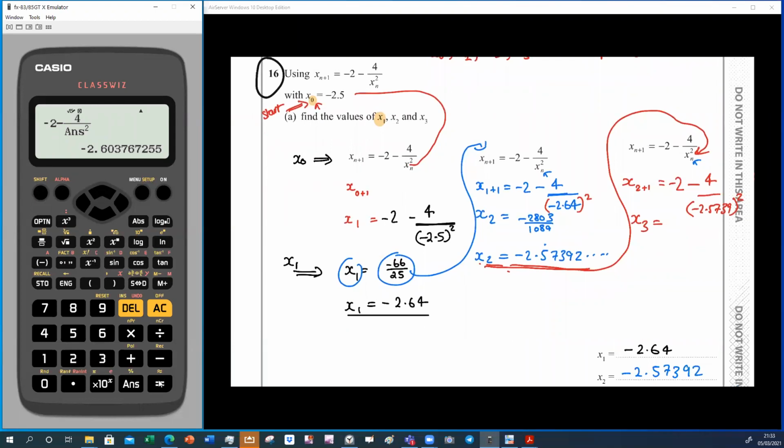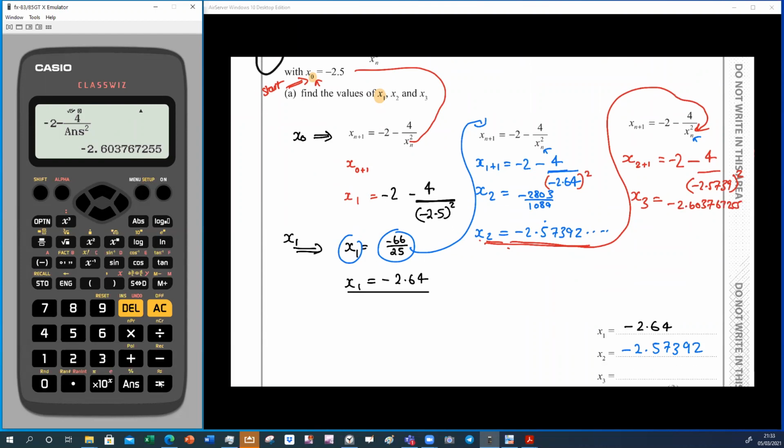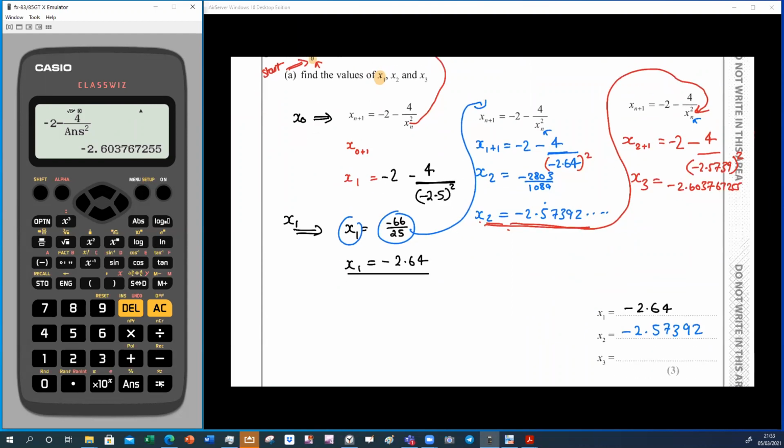That gives us now -2 point... Okay, let's write that down in red ink. So x3 is -2.6037672555, and apparently that's what they've actually got written down here. That's what the examiner actually wants to see. 6. Okay, let me make sure I write it down right.